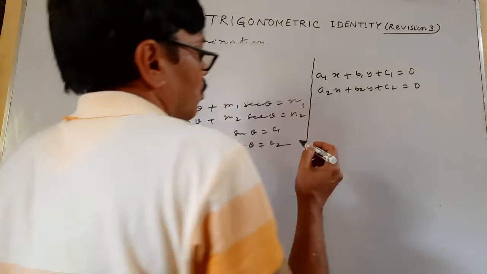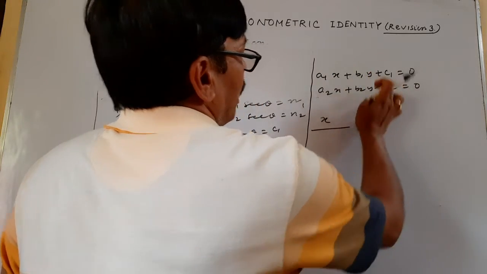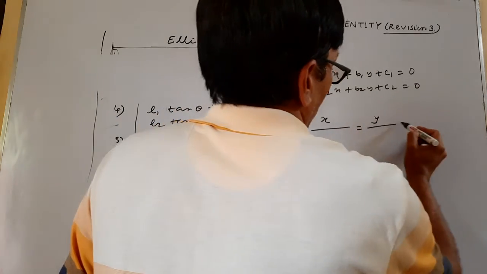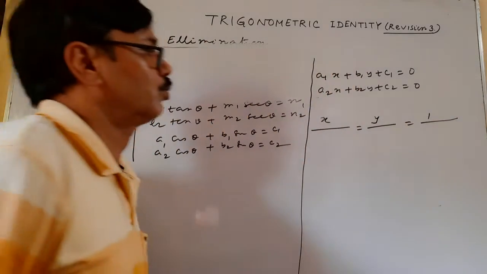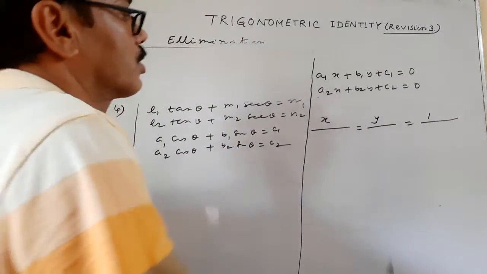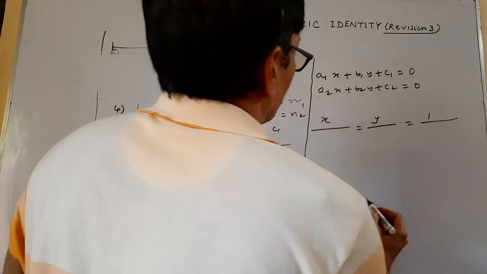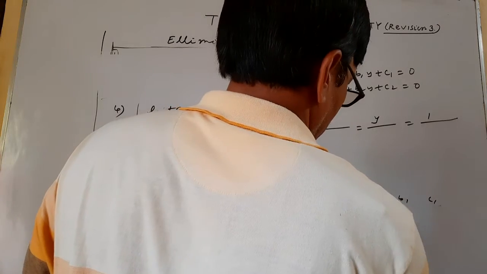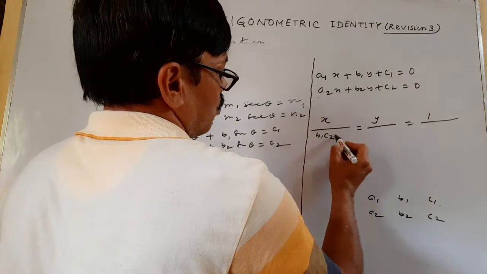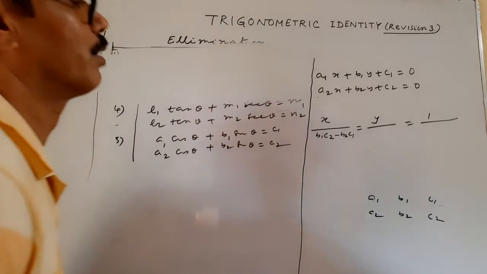What is the method of cross multiplication? Try to recall. x, x, y, y. Vertical elements are same. So x by, y by, 1 by. This is a class 11 result. So if we consider x, what are the coefficients? a1, b1, c1, a2, b2, c2. So x by b1 c2 minus b2 c1.